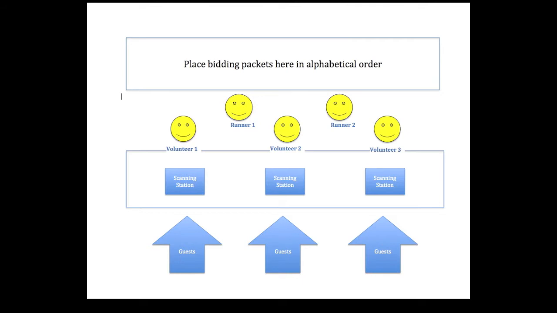It is important to note that the guests can come to any of the 3 scanning stations without having to worry about being in the correct alphabetical section. This will avoid bottlenecks related to having too many people in the same alpha section come at the same time.